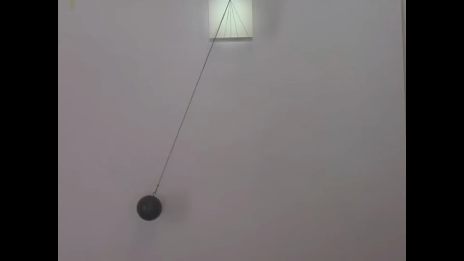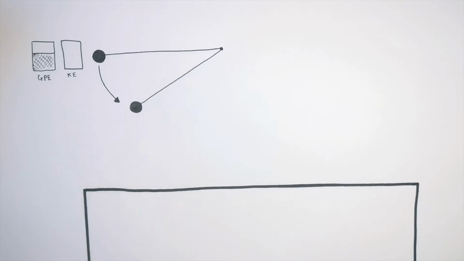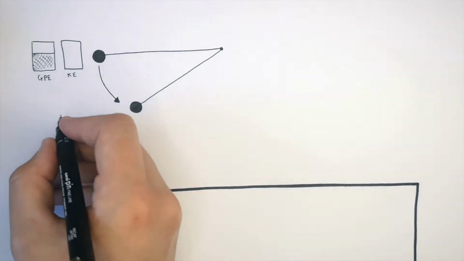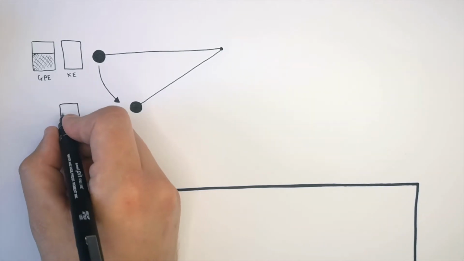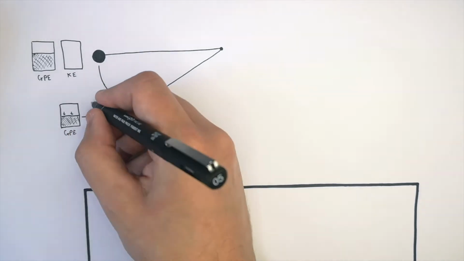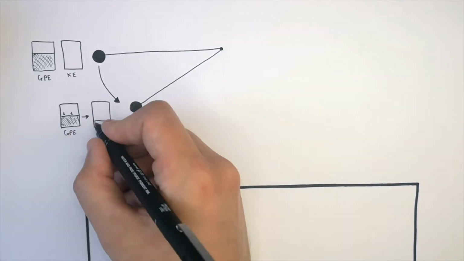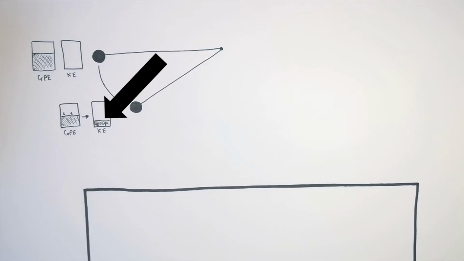When we let go, the pendulum falls downwards and it begins to move. So if it begins to move downwards, that means that there's going to be an increase in the kinetic energy store of the pendulum. Where is that energy coming from? Well, the energy is being transferred from the gravitational potential energy store of the pendulum and into the kinetic energy store of the pendulum. So as you can see here, the gravitational potential energy store in the pendulum decreases because it is transferred to the kinetic energy store of the pendulum, which increases.